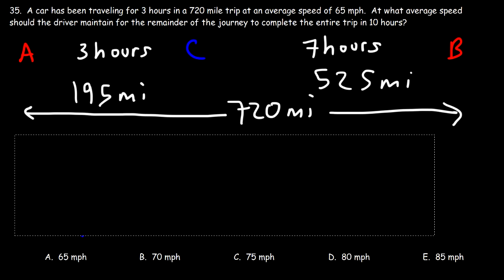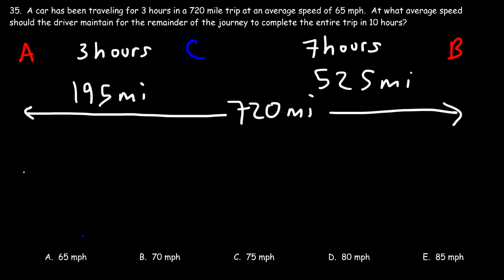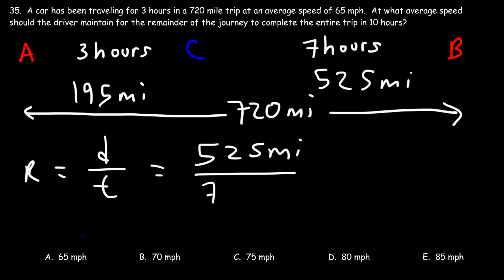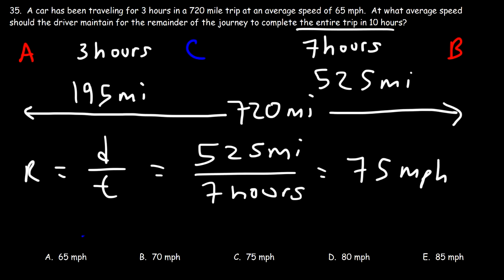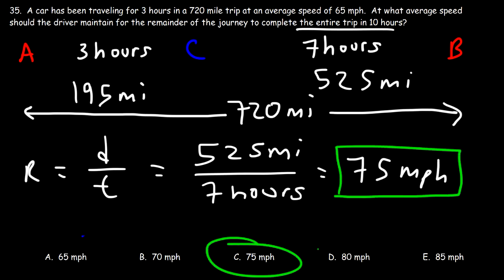So now, using the same formula, D equals RT, but solving for R, the average speed is going to be the distance divided by the time. So if you take 525 miles and divide it by 7 hours, this will give you the average speed that the driver needs to maintain to complete the entire trip in 10 hours. And so this is equal to 75 miles per hour. And so answer choice C is the right answer.